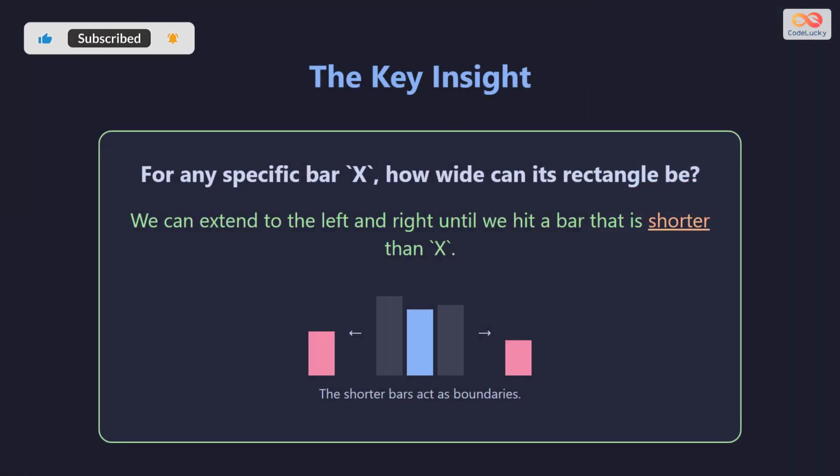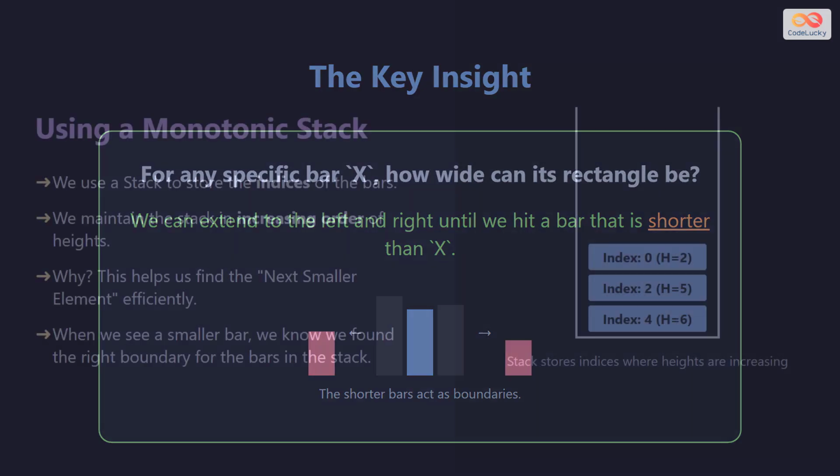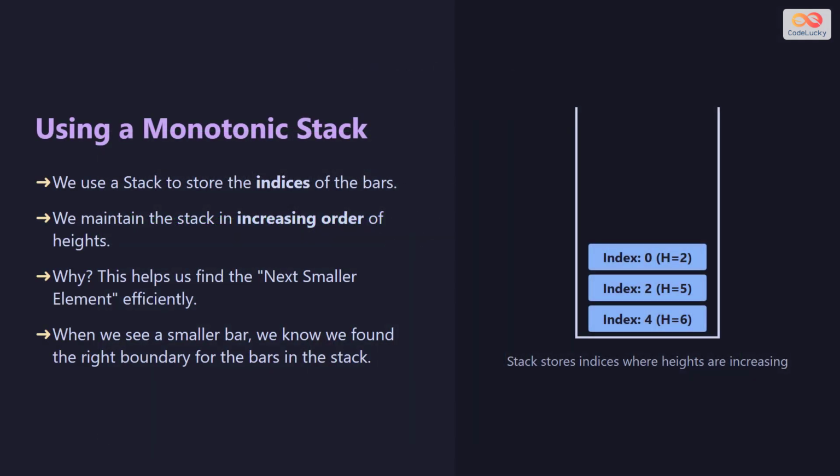To do better, we need a key insight. Instead of checking every pair, consider a specific bar. How far can we extend a rectangle with this bar's height? We can extend to the left and right until we encounter a bar that is shorter than the current one. These shorter bars act as boundaries. We can efficiently find these boundaries using a monotonic stack. We will store the indices of the bars in the stack. We ensure that the heights corresponding to these indices are always in increasing order. This structure helps us identify the next smaller element quickly.